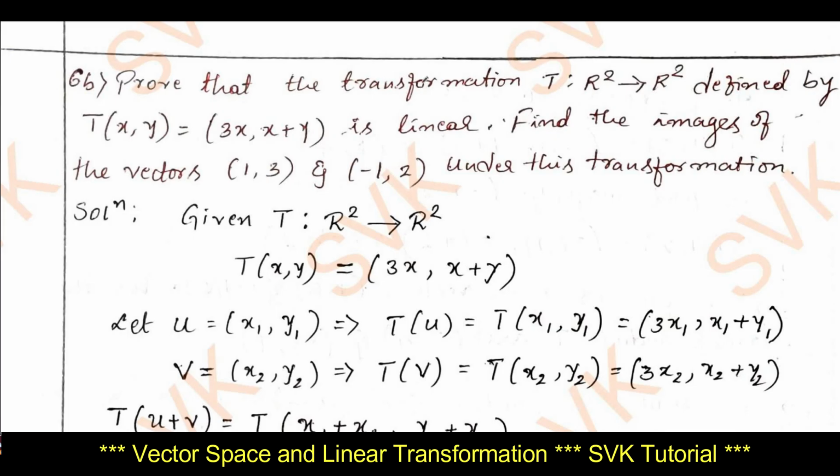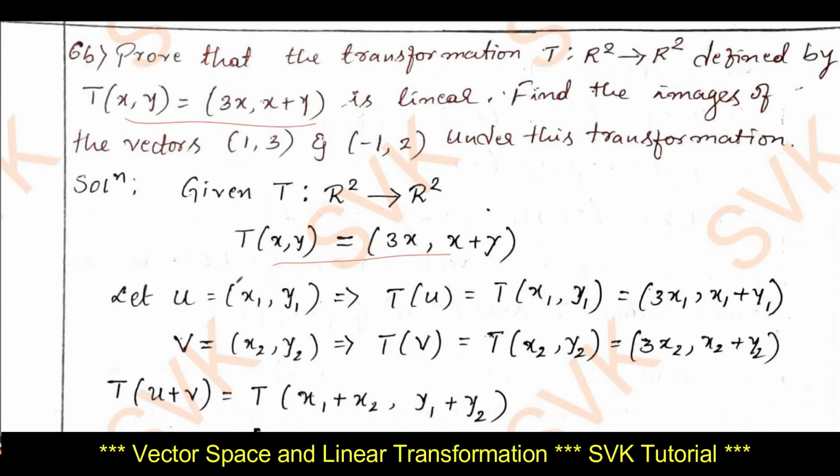Question number 6b. Prove that the transformation T from R2 to R2 defined by T of (x, y) equal to (3x, x plus y) is linear. Find the images of the vectors (1, 3) and (minus 1, 2) under this transformation. So they have been given the transformation T from R2 to R2. I'll be noting down that transformation.